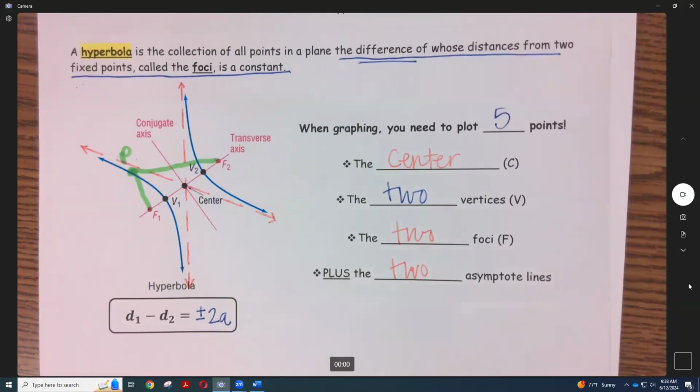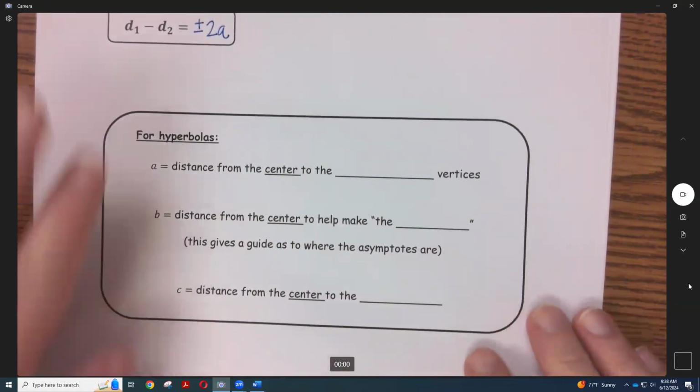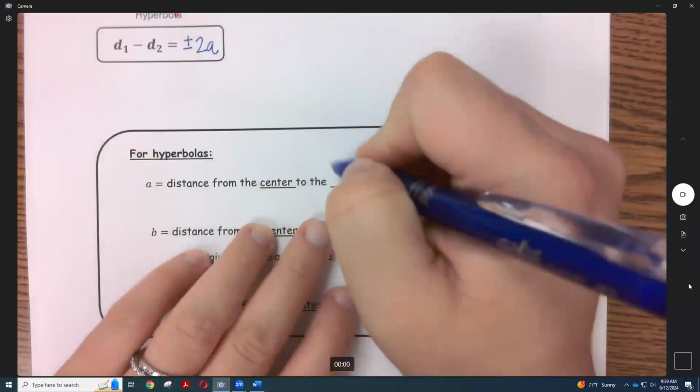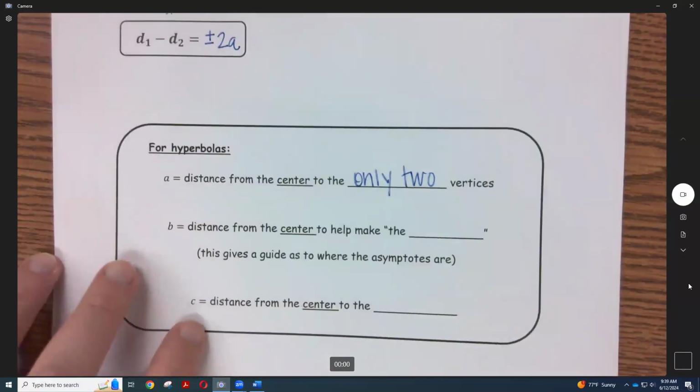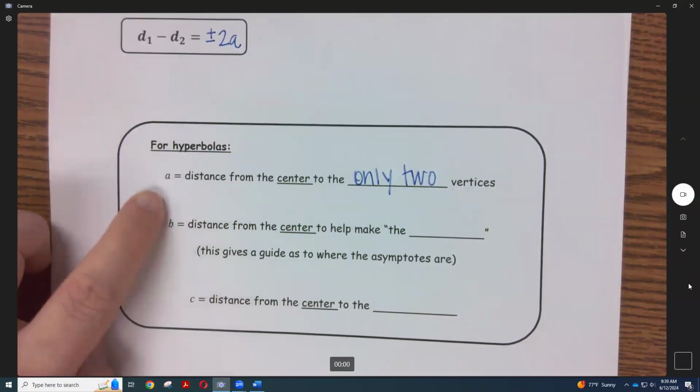So when we go to graph and we look at those formulas, we're still having a, b, and then my foci are still going to be my c. So let's talk about what a, b, and c represent in that graph. a is still the distance from the center to your vertices, but this time we don't have major vertices. So I'm going to put the only 2 vertices. And I want to make it very clear that we don't have 4 vertices anymore like we did with the ellipse. We had 2 major and 2 minor. We just have 2 vertices that are represented by a.